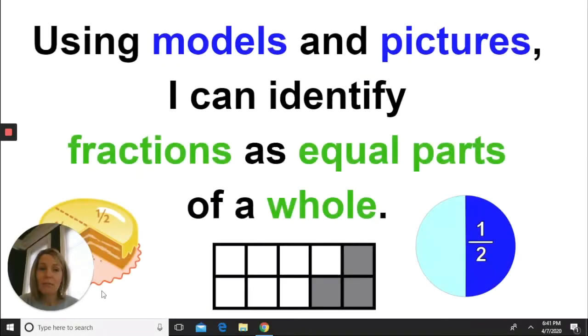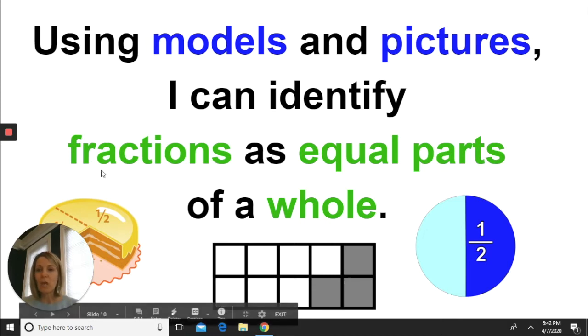Okay, now that you all have watched the video, you are ready to do the practice set. Let's review our learning target really quickly before. Our learning target for today is using models and pictures, I can identify fractions as equal parts of a whole. And that's that important part that we're talking about today, equal parts of a whole.